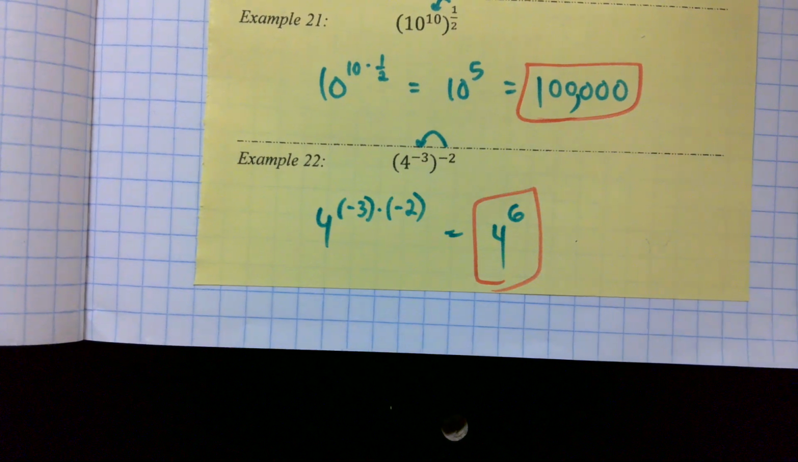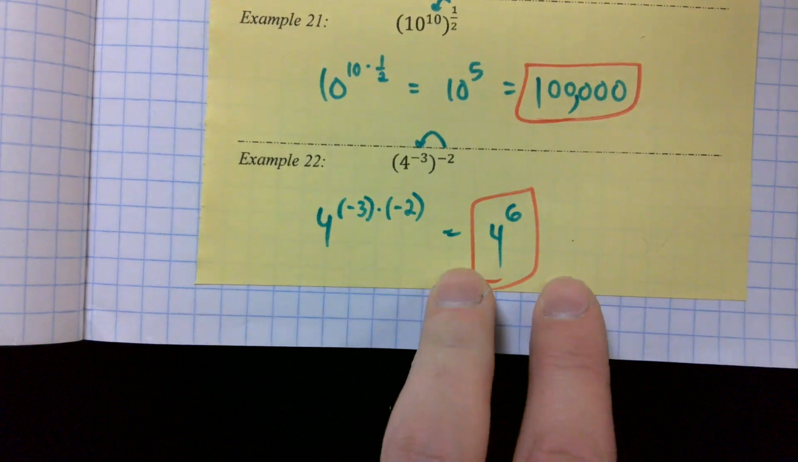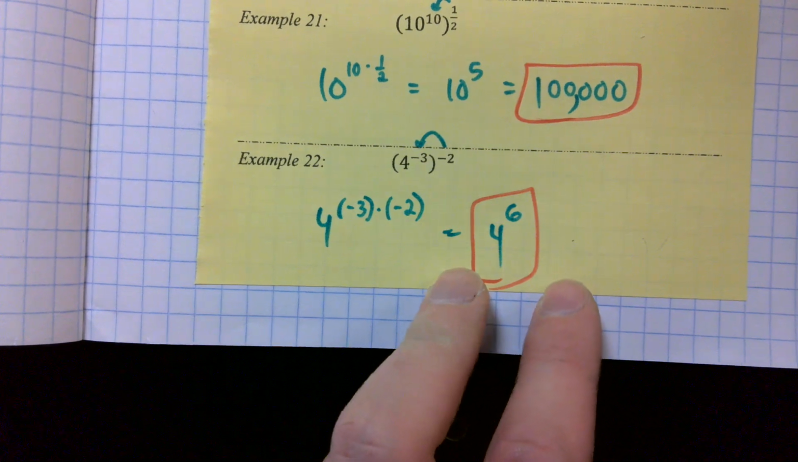Is it fairly easy for us to simplify 4 to the 6th power in our head? No. No, not really. So we're just going to leave it like that. Is that what you guys got? 4 to the 6th? Show me with your thumbs up. Who got that? Okay. Great. It's not too bad, right?